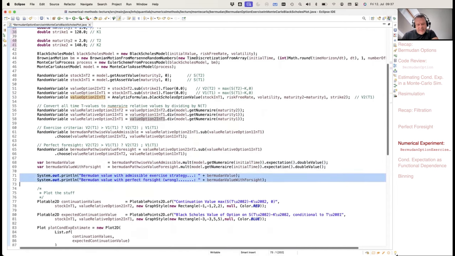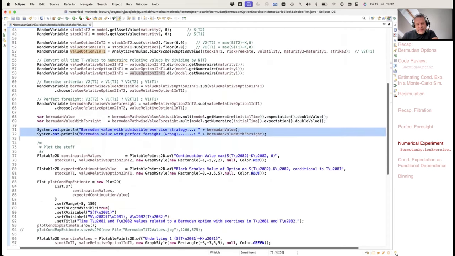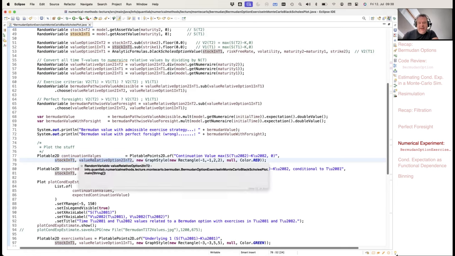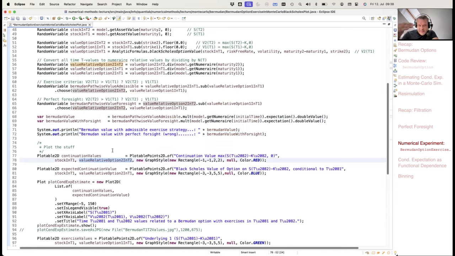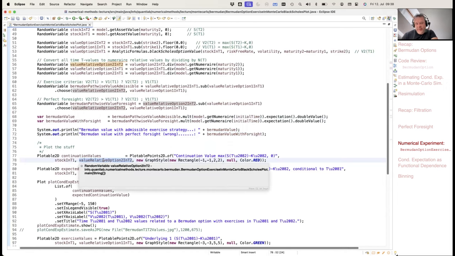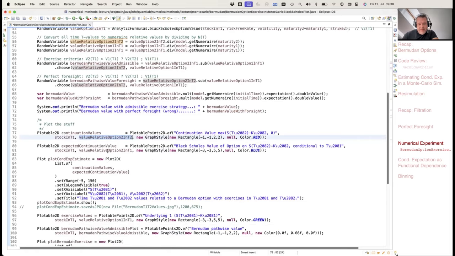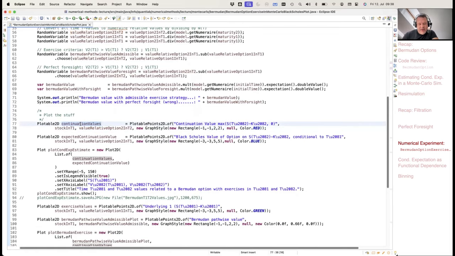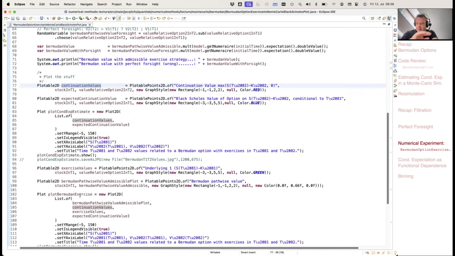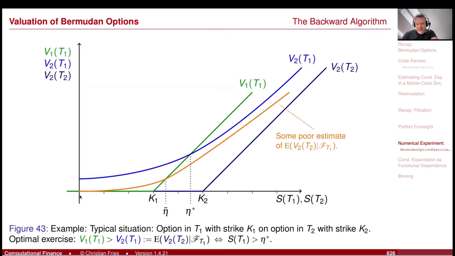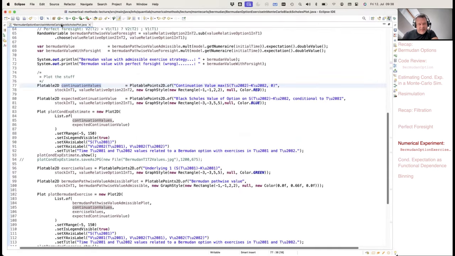I print the two results, okay, but before we run this, I also generate three different plots. These are scatter plots. So on the horizontal axis, I plot the value of the stock that I have observed in time T1. And on the vertical axis, I plot what I receive if I continue. So this is the so-called continuation value. This is the value where I have arrived, and this is the value that I will receive if I continue. For this continuation value, I make a plot, but I also plot the Black-Scholes formula and all the other things, a little bit like in our picture. So let's run this program.